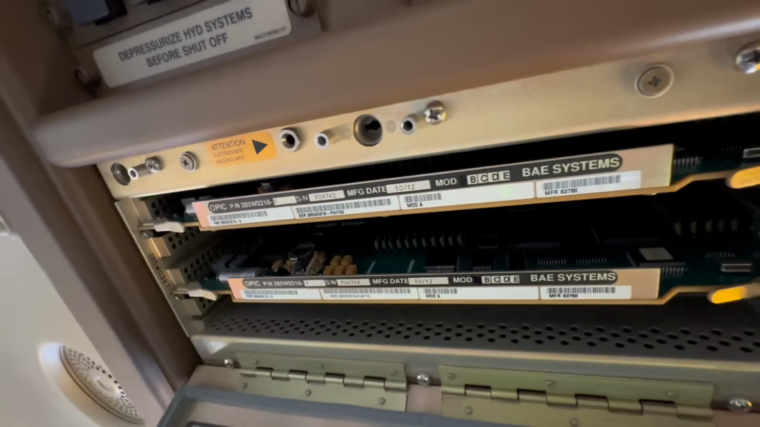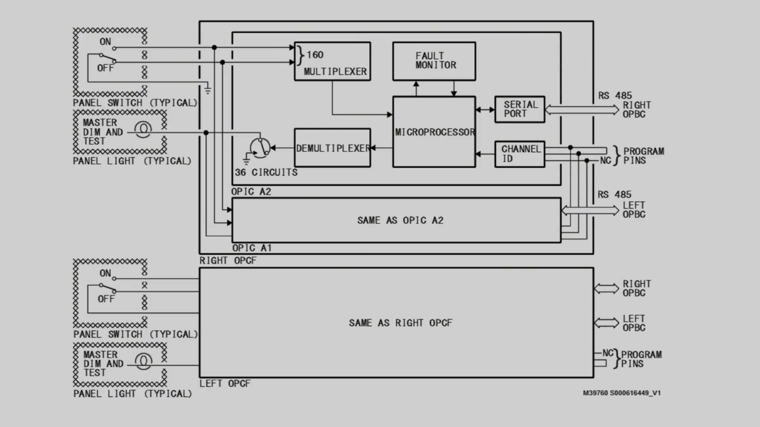So these OPICs are multiplex receiver inputs from the panel switches. It selects a signal from one switch at a time and sends it to the microprocessor. After which, the microprocessor sends the switch position data to the serial port. The switch also sends the data back to the microprocessor, and it also sends data to the demultiplexer. And the demultiplexer controls the output of the lights. Lots of fancy words there, right?